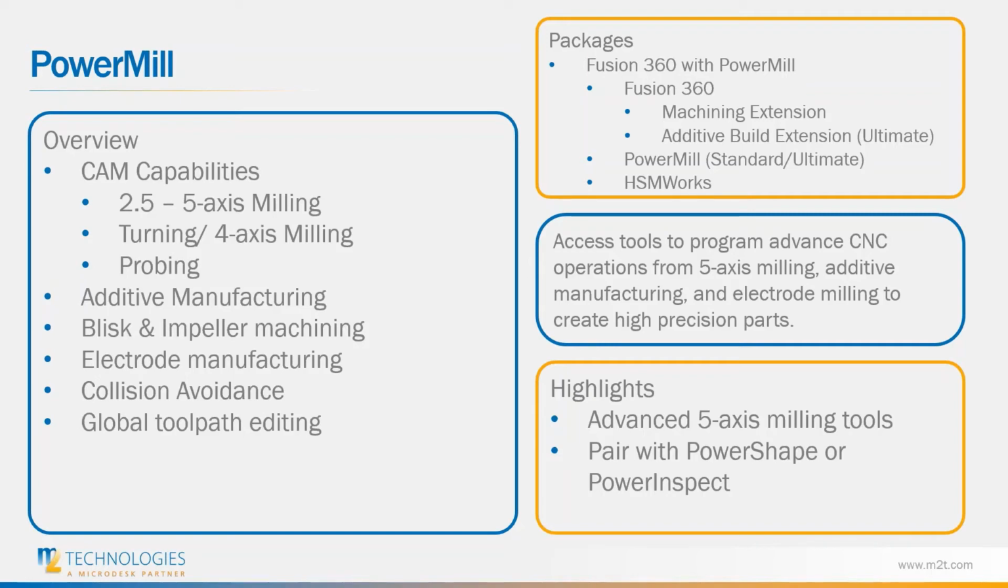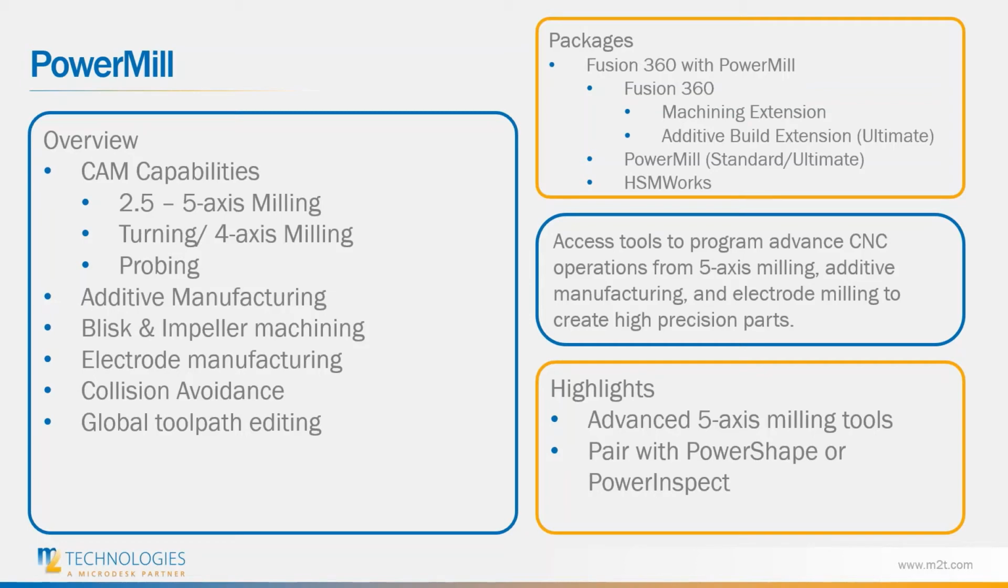It also is able to program the machining of electrodes, which can be designed using a combination of PowerMill and PowerShape. And it has, again, collision avoidance built into its toolpaths to help recognize and avoid those fixtures and clamps, and global toolpath editing, so you can make changes to the settings of all your toolpaths at once instead of having to do it individually.